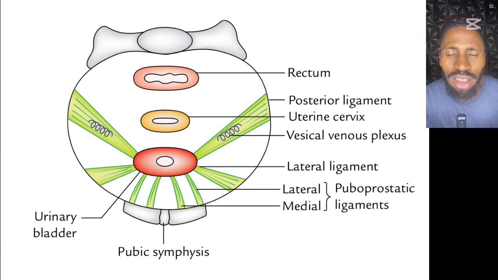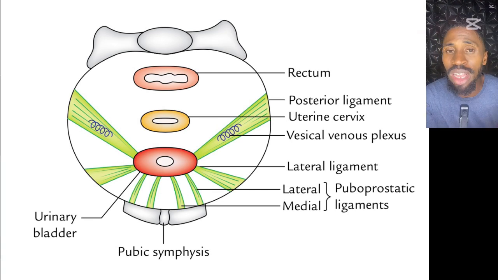The next one we have is the posterior ligament of the bladder. The posterior ligament of the bladder is attaching the posterior part, which is the base of the bladder, to the lateral pelvic wall. Don't forget, that is the posterior ligament of the bladder. Then we also have what we call the lateral ligament. The lateral ligament is connecting the inferior-lateral surface of the bladder to the tendinous arch of the pelvic fascia. So this is the third one.